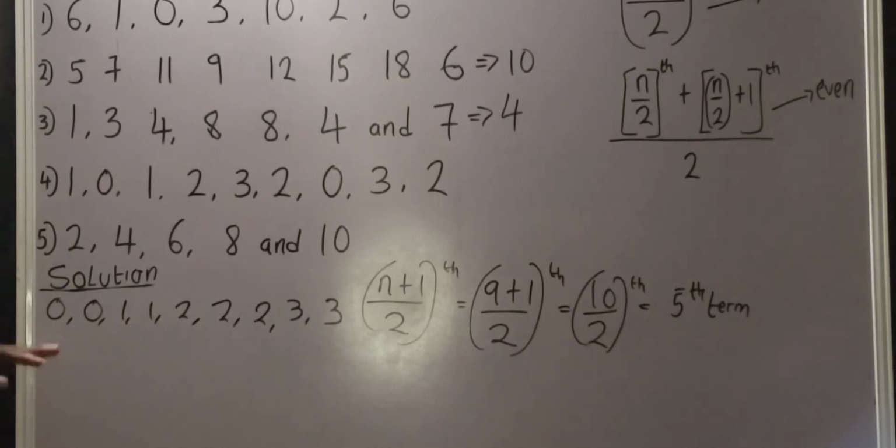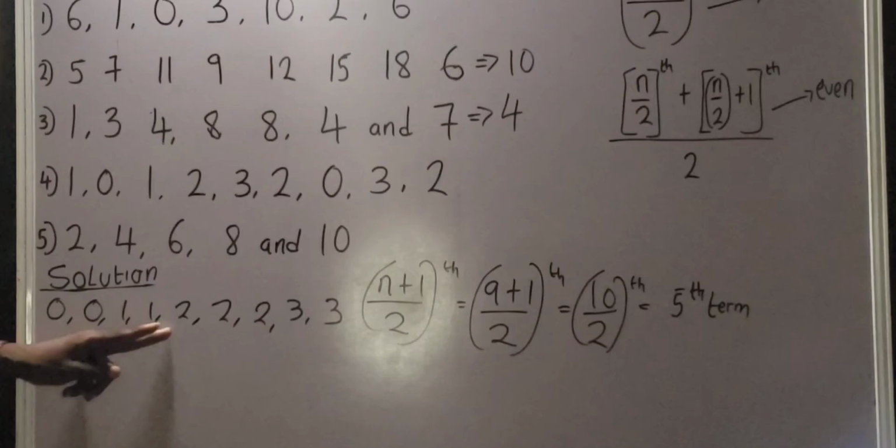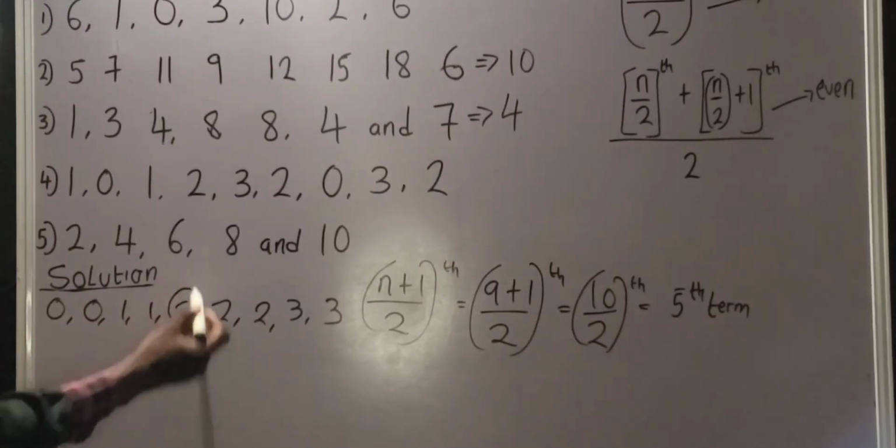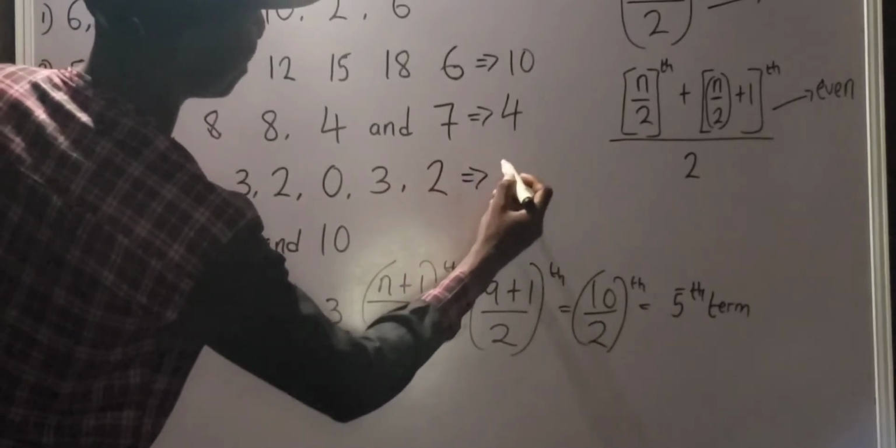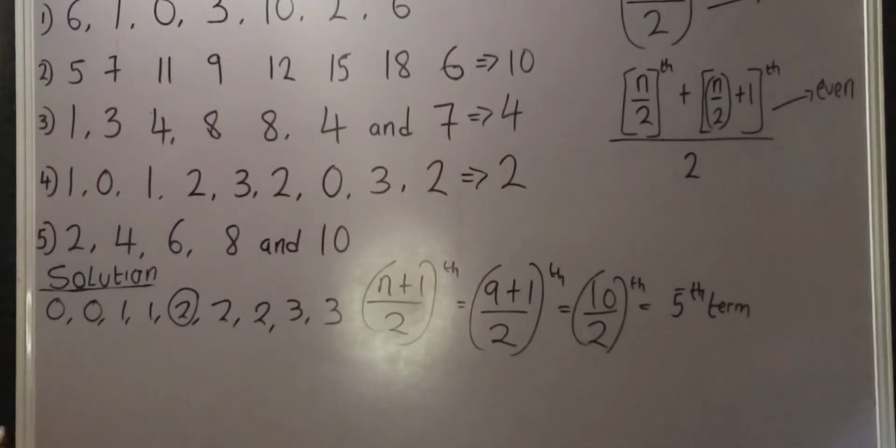Now let us count. This is the first term, this is the second term, this is the third term, this is the fourth term, and this is the fifth term. So 2 is my median number. You understand? So the median for the data set here is what? 2. Now I want you to attempt this question number 5.